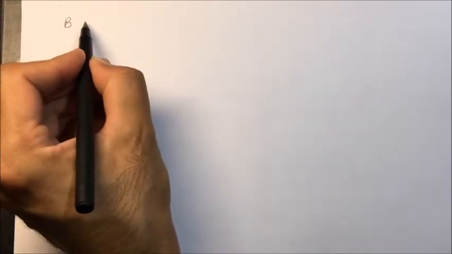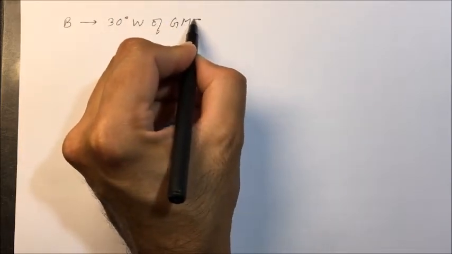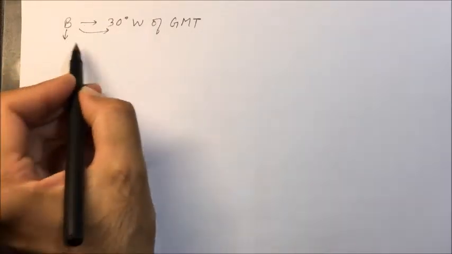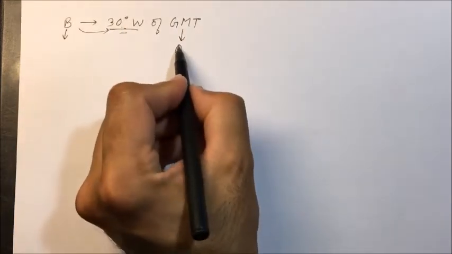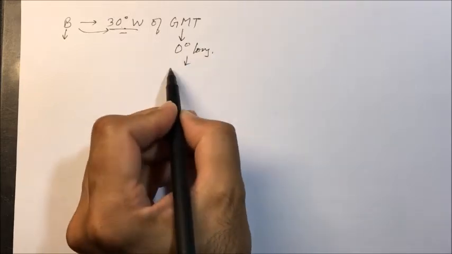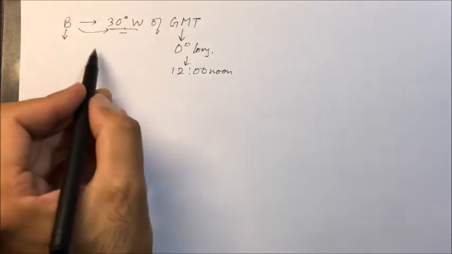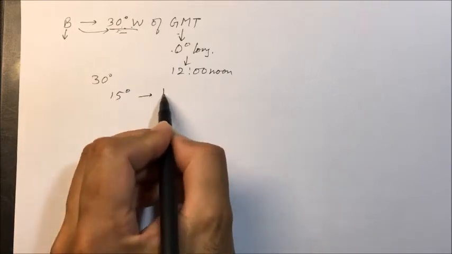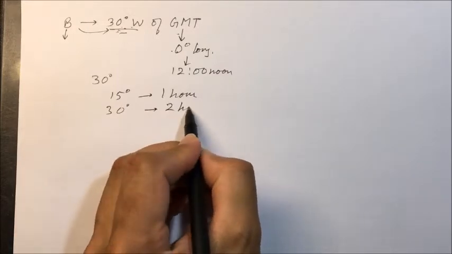For example, you have to calculate the time at position B, which is 30 degree west of Greenwich Mean Time. So its longitude is 30 degree west. At GMT, 0 degree longitude, at midday the time will be 12 noon. Now the difference of longitude is 30 degree. For 15 degree longitude, we have a time difference of 1 hour. For 30 degree difference, we will have a time difference of 2 hours.